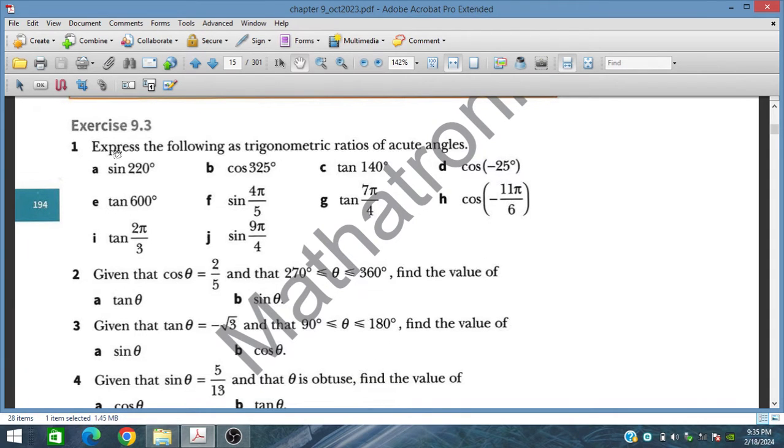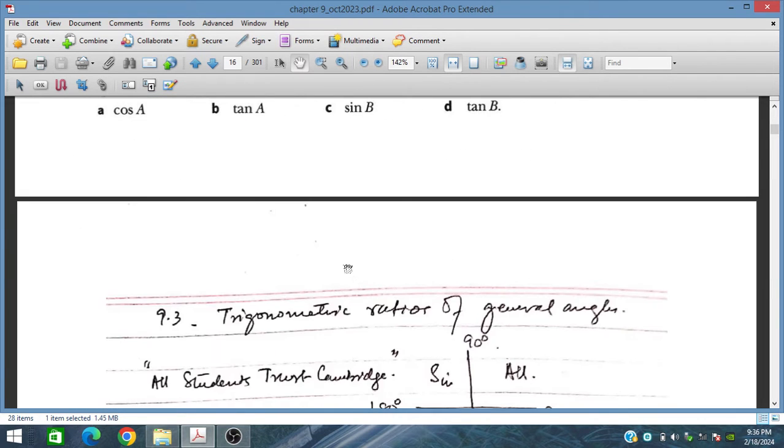Question number 1: express the following as a trigonometric ratio of acute angles. So all these angles have to be assumed in different quadrants, quadrant 1, 2, 4, and the angles that it creates in that quadrant with less than 90 degrees, that is acute angle. So for part A to J, we will solve all this. We will start.